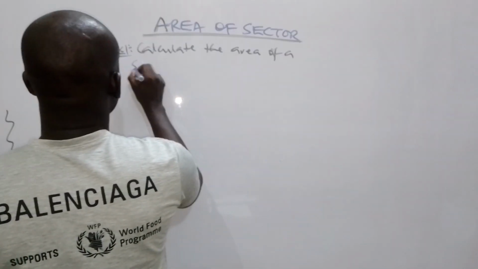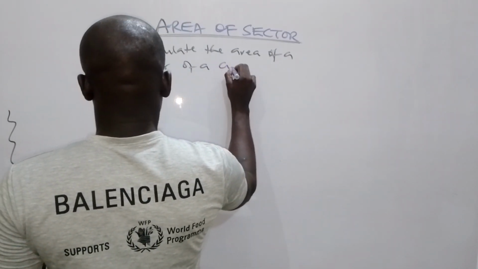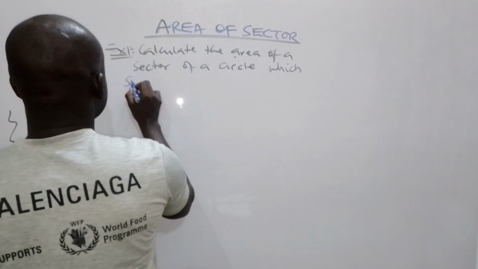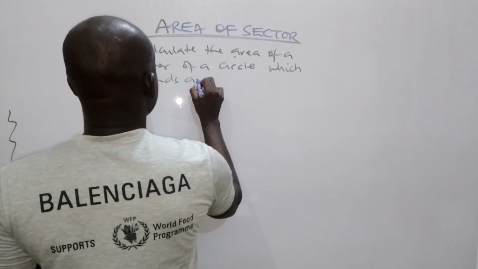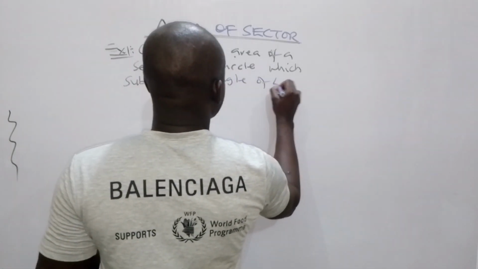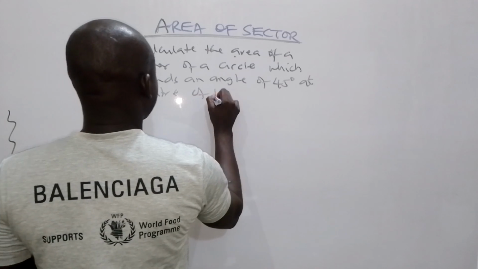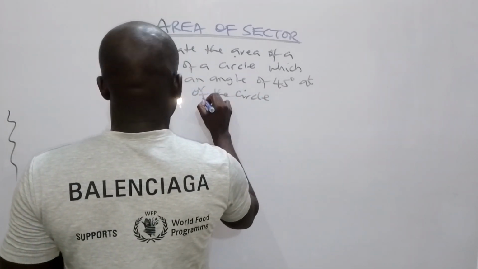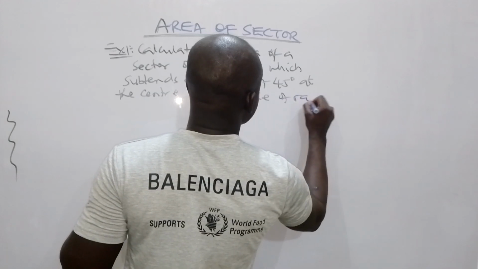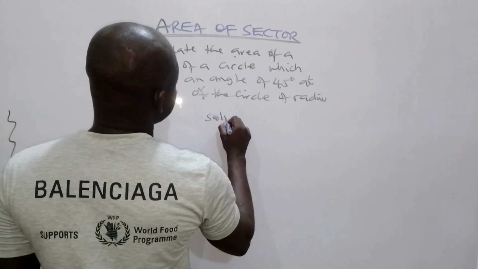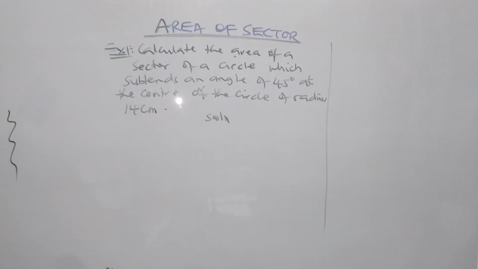Calculate the area of a sector of a circle which subtends an angle of 45 degrees at the center of the circle of radius 14 centimeters. Okay? This is what we are given.